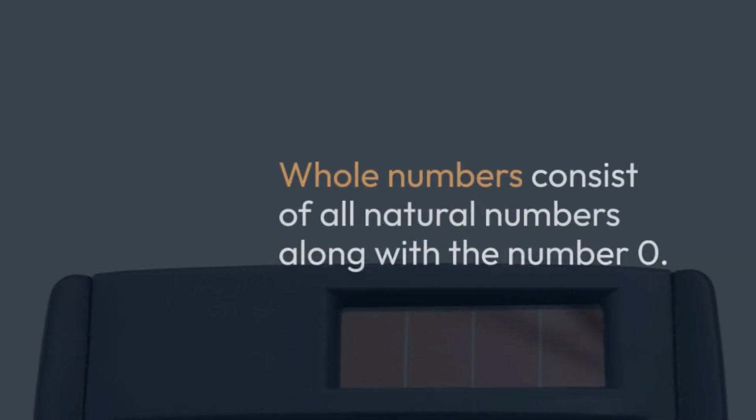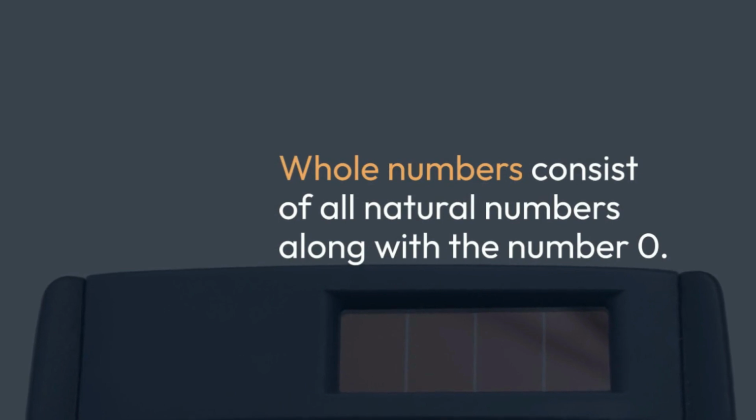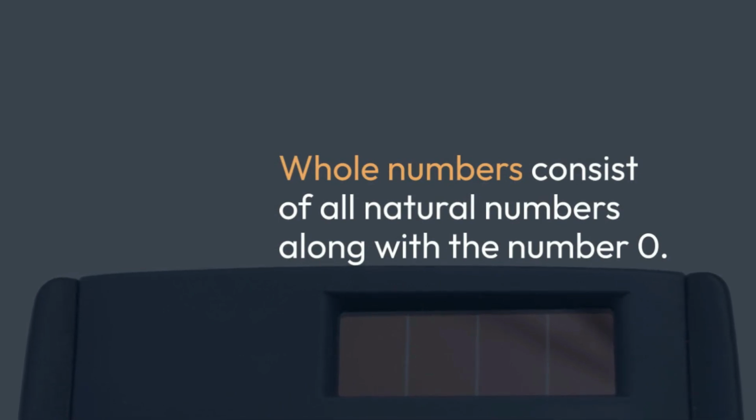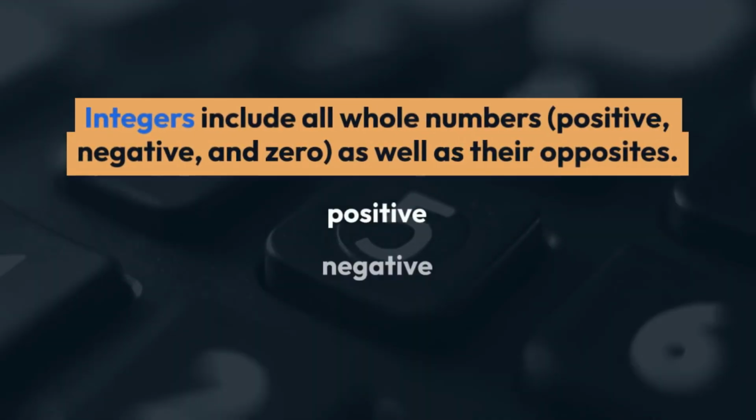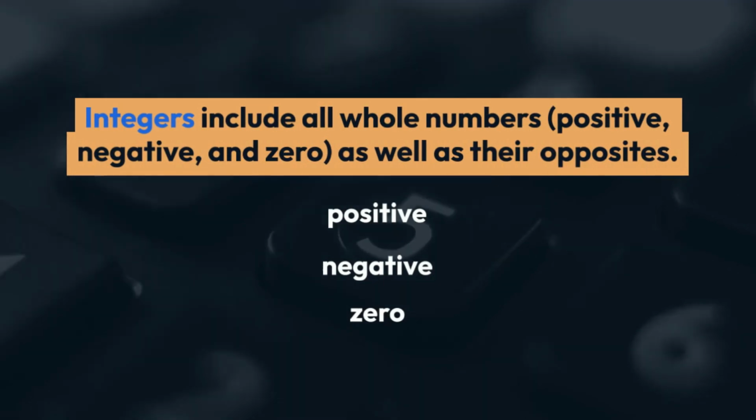How to convert natural numbers into whole numbers? To convert a natural number into a whole number, we simply include the number 0 along with the natural numbers. Whole numbers consist of all the natural numbers along with the number 0. Therefore, any natural number can be considered a whole number as well.